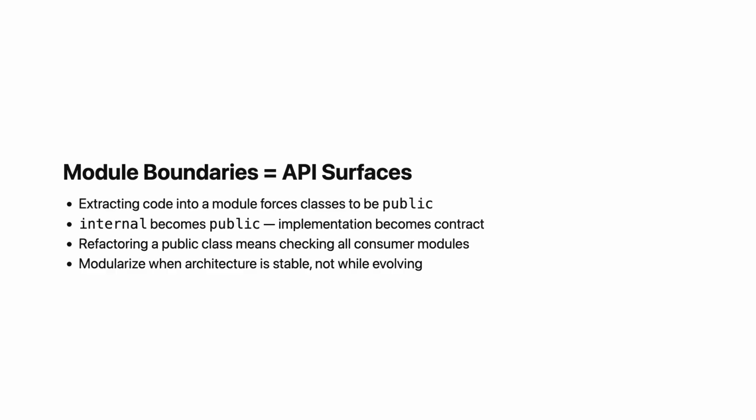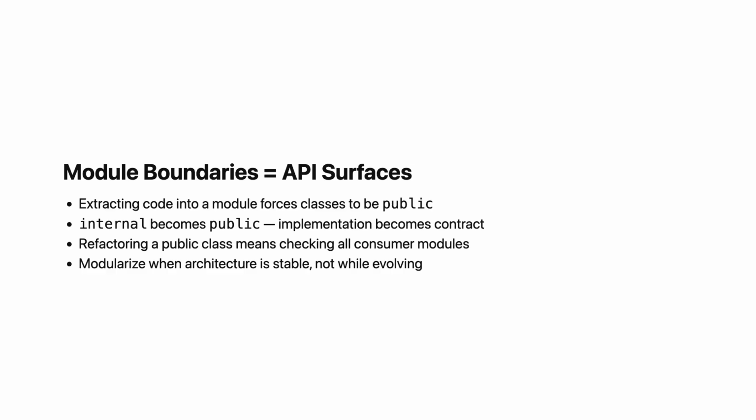This is especially painful early in a project when your code is still evolving rapidly. You split into modules, define public APIs, and then realize the boundaries were wrong. Now you have to migrate APIs, update consumers across multiple modules, and manage the transition. Modularization works best when your architecture is stable. Doing it too early locks in decisions you have not validated yet.